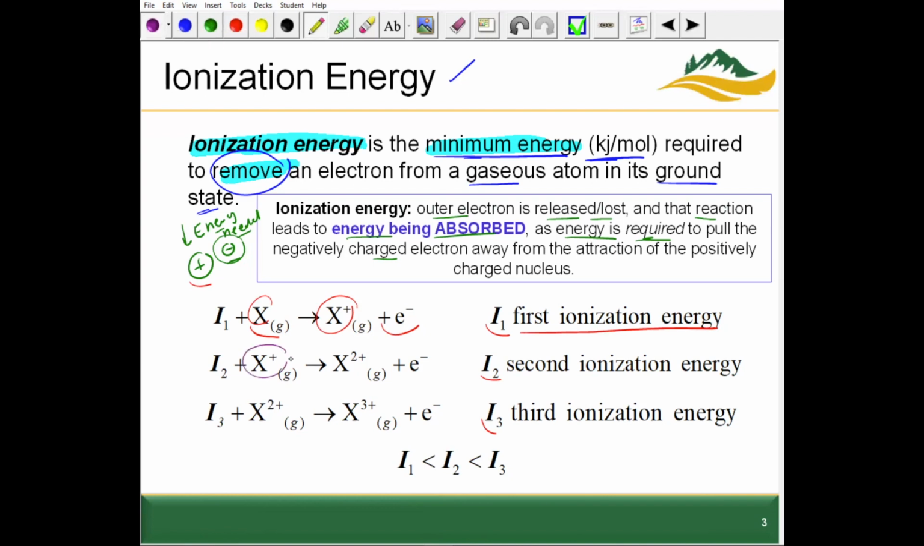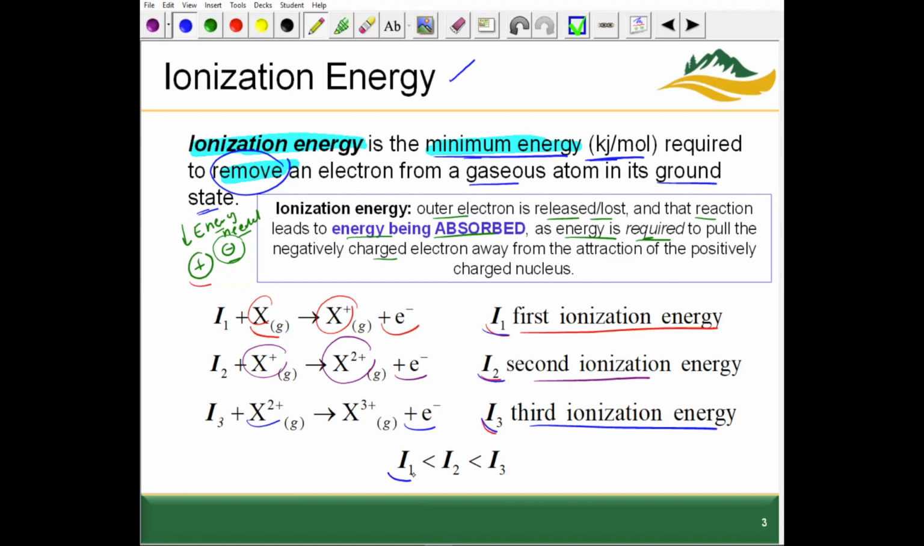Then X+, we can remove a second electron for this to become X2+. That is called our second ionization energy. Then X2+, if there's a third electron that can be easily removed, that's our third ionization energy. So I1, I2, and I3.